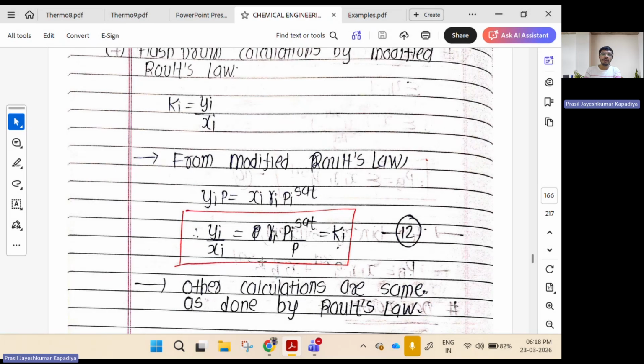So yi by xi will be equal to gamma i Pi set by P, which is equal to Ki. Earlier Ki was just Pi set by P, but in non-ideality we are introducing one additional term, that is gamma i. So what do I need to do? Let's say I know the flash is done at some temperature and pressure conditions. Pressure is always known, temperature is known to me. From that temperature I can find the value of vapor pressure using the Antoine equation, and for that particular temperature, whatever expression we are having, from there we can find the values of the activity coefficient.